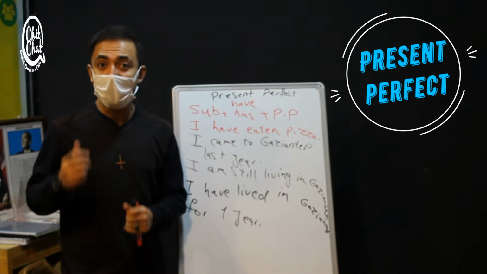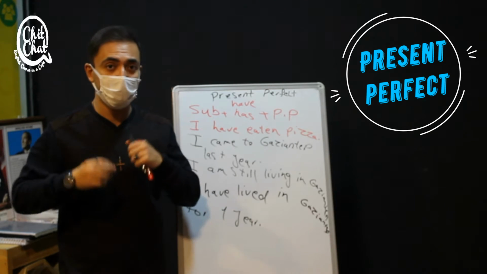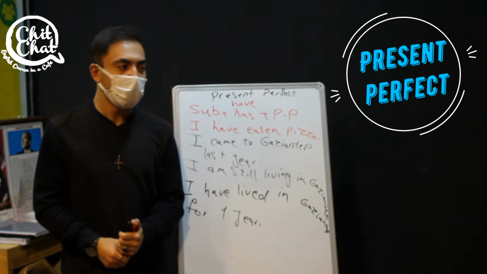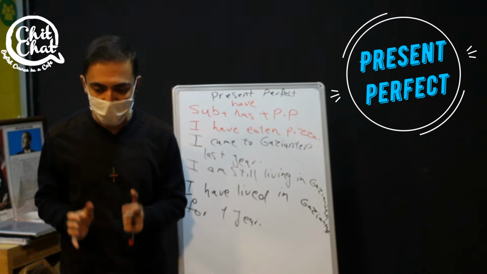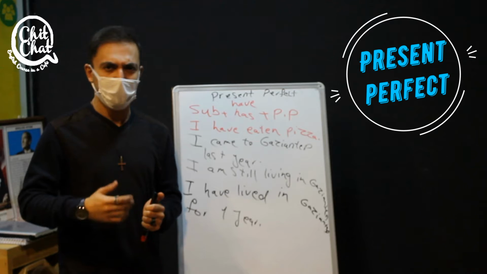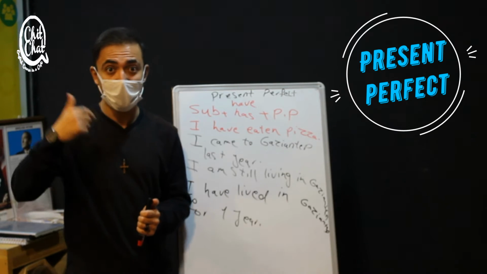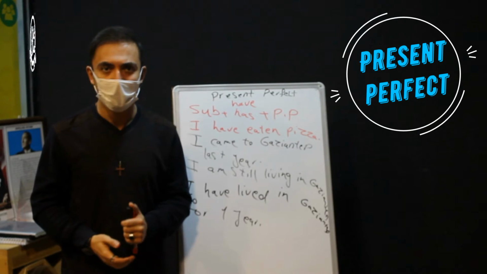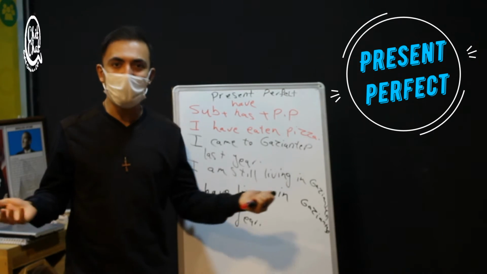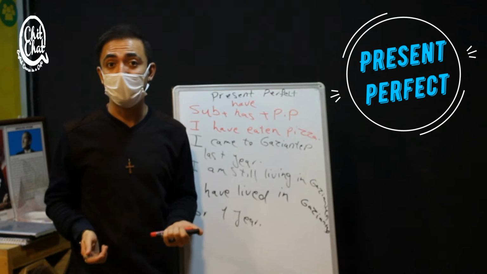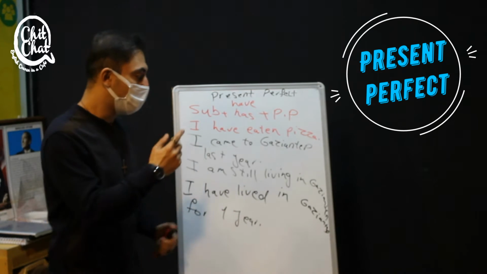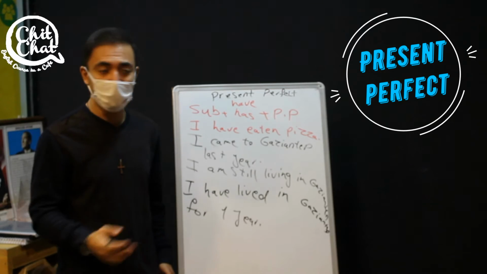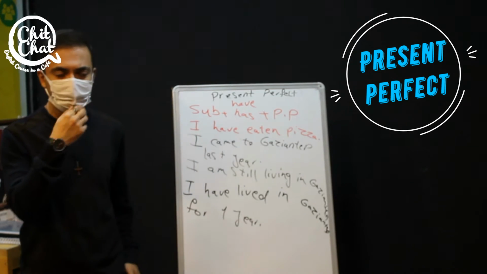Number three, it's an action that happened in the past, but the time is not important, or we cannot remember the time. For example, imagine that with your friends you are watching a movie. In the middle of the movie, you remember that you have watched it before. So you can say, guys, I have watched this movie before. Maybe your friend asks, okay, when did you watch it? You don't remember. So you can say, I cannot remember. So, number three, when you don't remember the time of an action, you use present perfect.